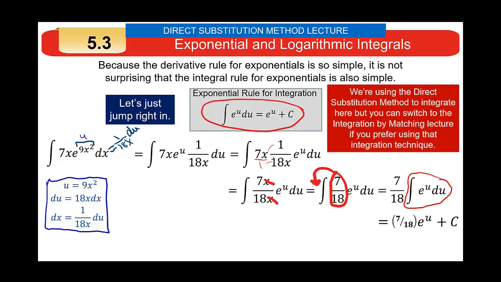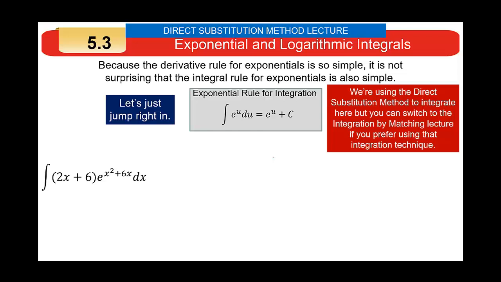So I end up with 7/18 times e to the u plus c, and the last step, as always, is to take the u out and put back in what it was equal to in terms of x, which is 9x squared. Fairly simple, straightforward process, but you need to practice it.